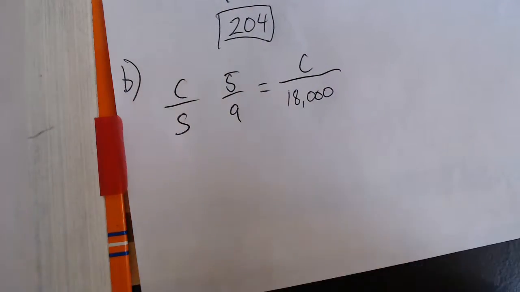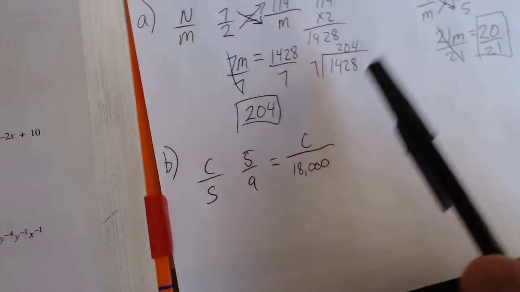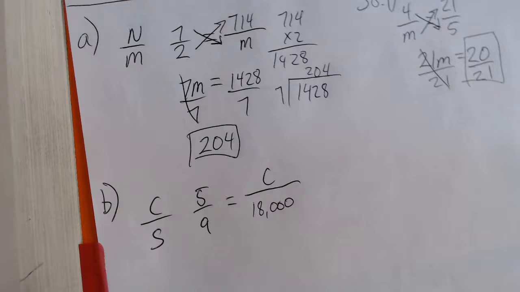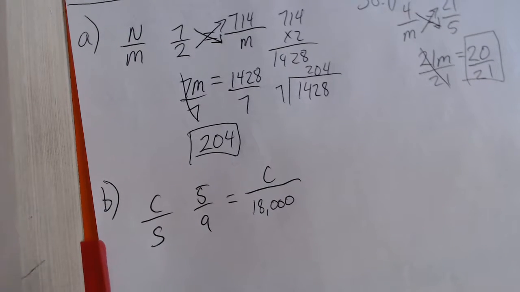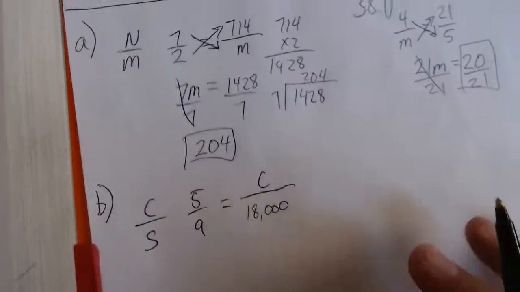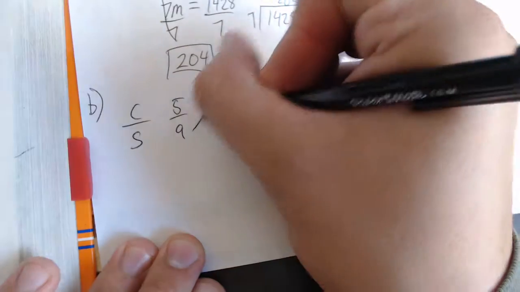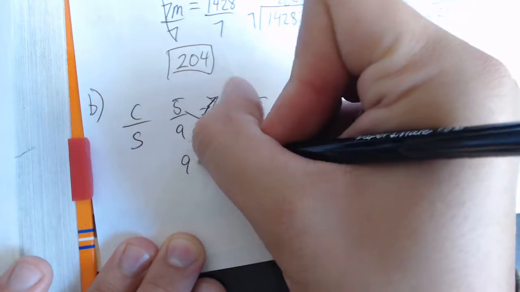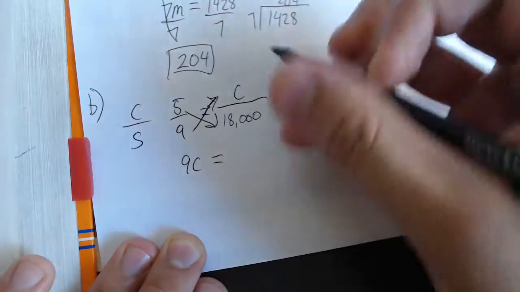Now I'm going to do something a little bit different on this problem. This is my preferred method. As opposed to multiplying and dividing due to the algorithms that we memorized in grade school, I'm just going to use fractions to solve it. And some of you might like this, you might not. I find it a little bit easier to solve the problem. So we'll cross multiply, same step as before. We get 9c equals 5 times 18,000.